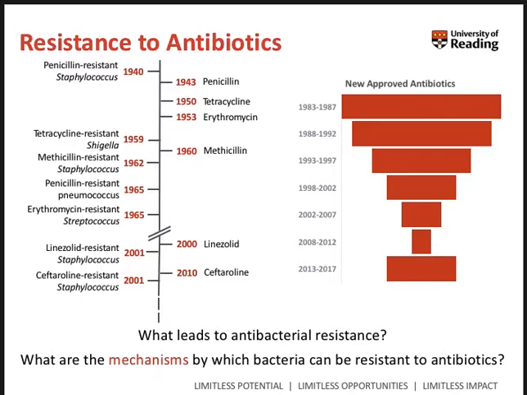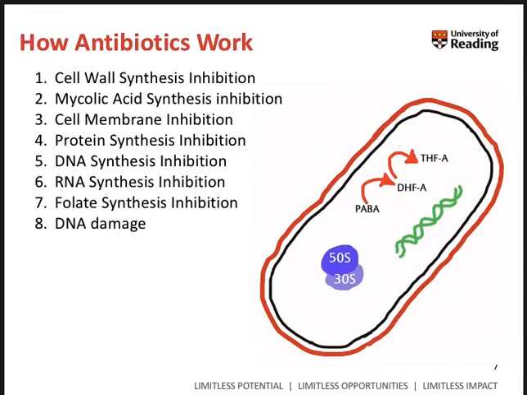So what actually leads to antibiotic resistance or antimicrobial resistance? What are the mechanisms that bacteria use to become resistant to antibiotics? To answer that, we first need to briefly look at how antibiotics actually work. In this session, I'm just going to give you a brief overview of some of the key mechanisms of action. Although we have a large number of antibiotics available, they have limited mechanisms of action. And this slide shows several of the key mechanisms of action that they have.